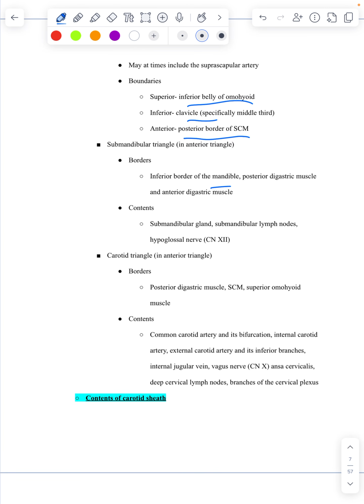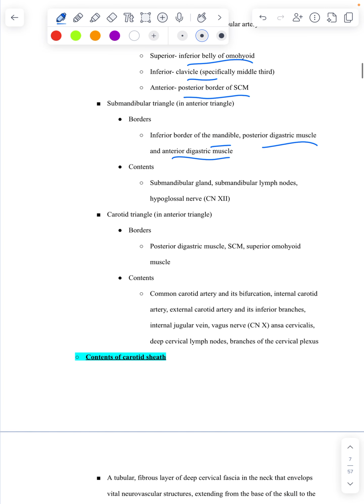Submandibular, we saw the boundaries: mandible, posterior and anterior digastric. Key thing here is the submandibular gland, but you also have your 12th cranial nerve, the hypoglossal nerve, in there. So we said cranial nerve 11 goes into the occipital triangle, but 12 is in the submandibular triangle. So she could definitely ask those. And then lymph nodes as well.